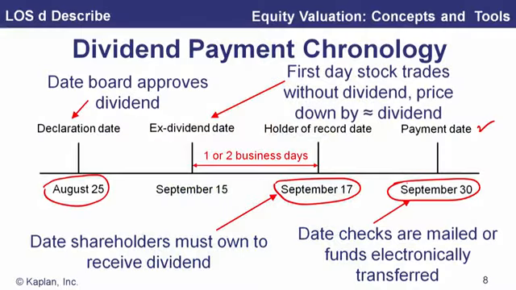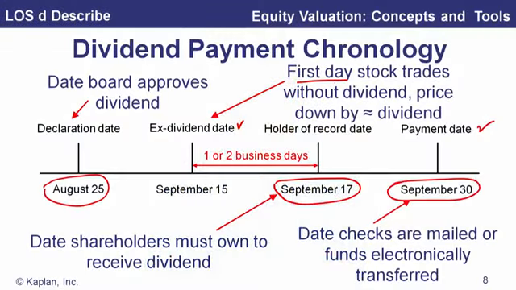Now, the ex-dividend date is the first day that the stock trades without the dividend. And the reason is because of the settlement period. So this will be 1 or 2 business days, depending on the settlement period. In our example here, say that was 2 days. And if this is 2 days, it's because the settlement period is 3 days.